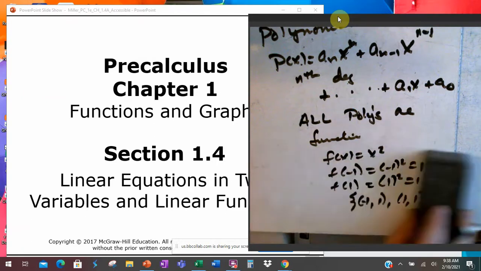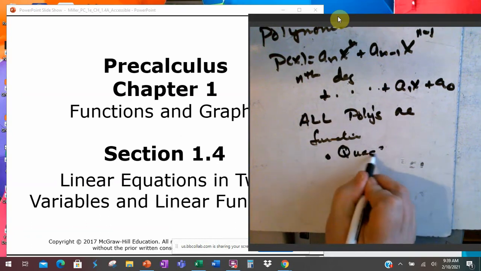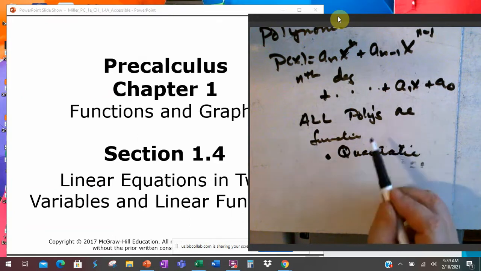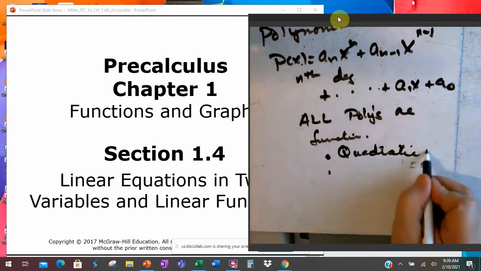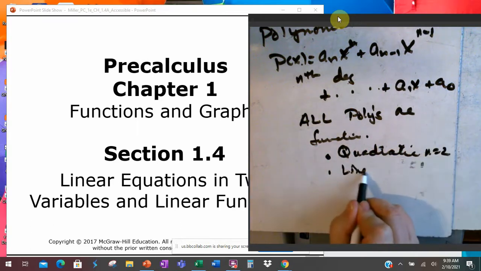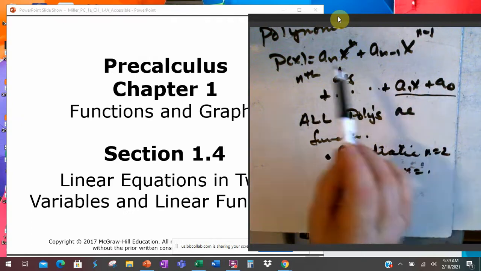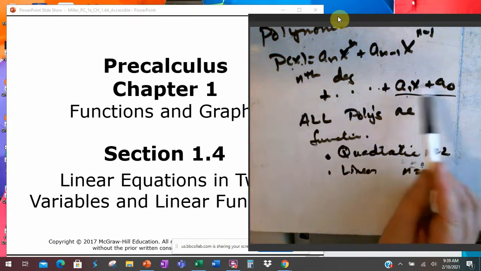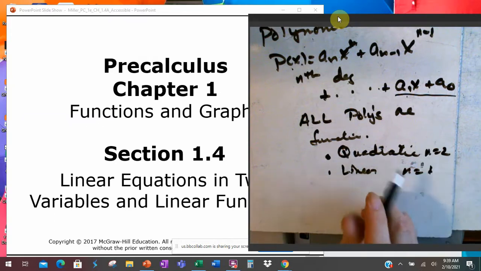So all polynomials are functions, and that gives me a quadratic. These are the things that we already know something about. So quadratics are functions, where n is equal to 2, and linear, where n is equal to 1. So this thing looks like a1 x plus a0. y is equal to a1 x plus b, or y is equal to mx plus b, if you know that formula. We're going to look at that in just a few minutes. So linear is n equal to 1. Okay, so those are functions.